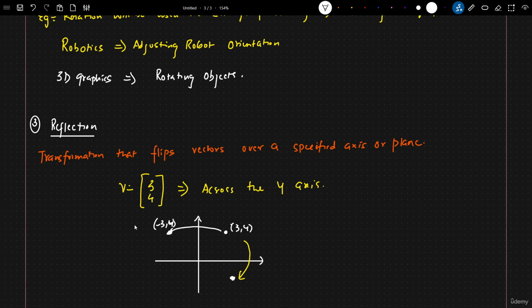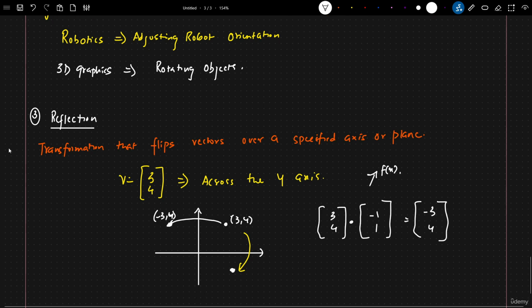We can also flip this. Again, here what I can do is just apply a vector. I can multiply (3, 4) with (-1, 1). Once I do this multiplication, you'll be able to see that I'll be getting the value (-3, 4), right? So this can be my function f of x. There is some kind of transformation technique that we are specifically doing.